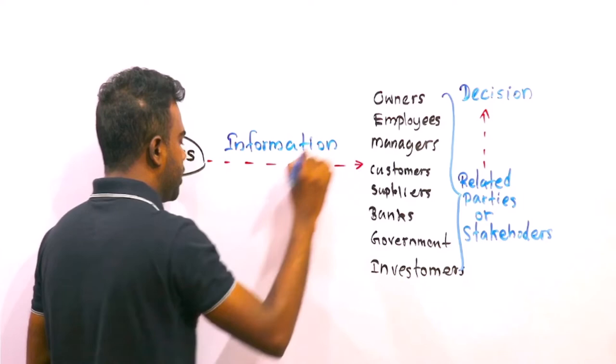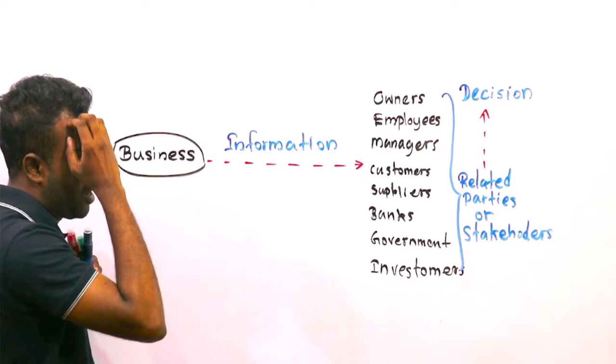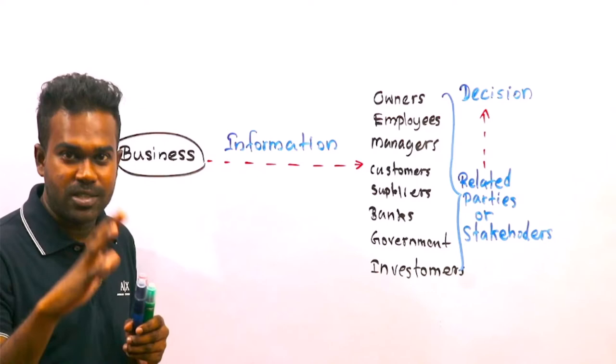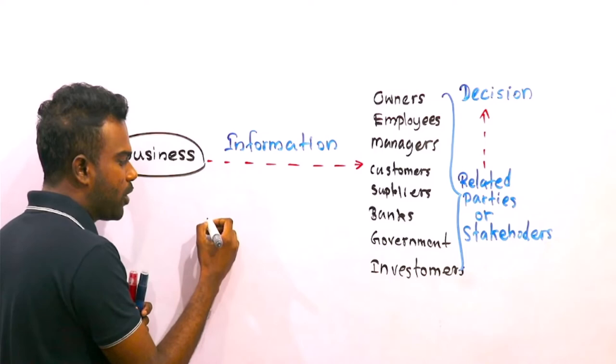They have to provide information, right? So if a business wants to provide information to these parties, the business has to use a subject. What is the subject? Business uses a subject called accounting. Accounting here is actually a process, right?